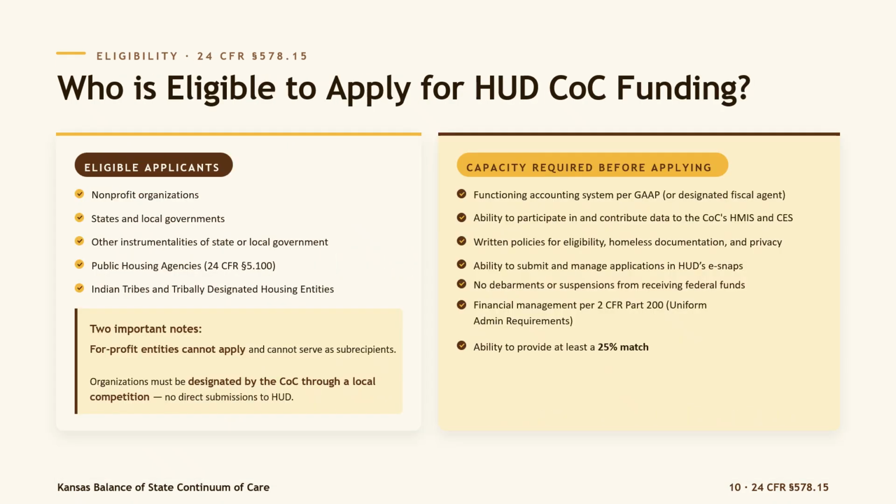Who's eligible to apply for COC funding? The list is in 24 CFR 578.15: nonprofit organizations, states and local governments, other instrumentalities of state or local government, public housing agencies, Indian tribes, and tribally designated housing entities. For-profit entities are not eligible; they cannot apply, and they cannot serve as subrecipients under any circumstances.